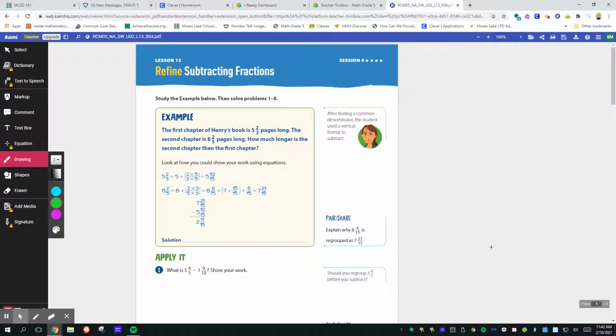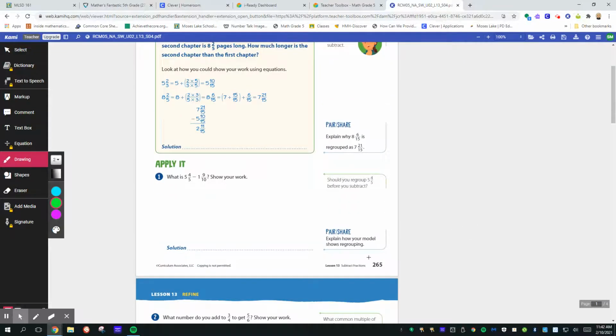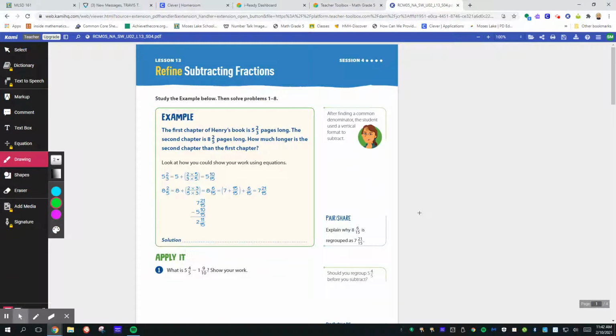Right, boys and girls, we are on the refined lesson for subtracting fractions. You should have your workbook and a pencil, page 265. Pause the video as you need, like always. We are looking at this so that we know what to do when we take our quiz today.